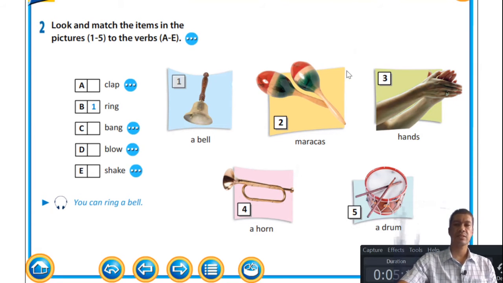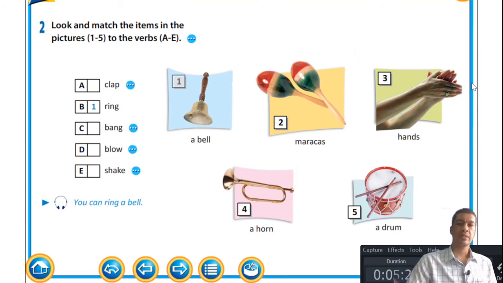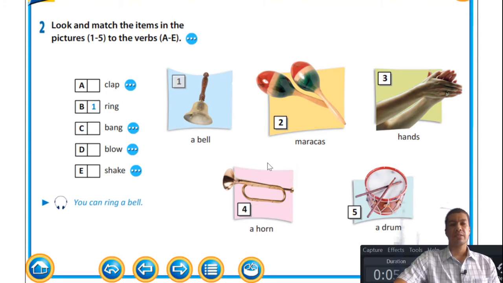Here we have hands on the next one, and this is the sound of clapping. So I've just given you the answer for one of these. Then we have a horn, and what sound does the horn make? And then we have a drum. I think all of you are familiar with the drum and the sound of a drum. So we have a bell, maracas, hands, a horn, and a drum, and all of these make different sounds. What sound can we associate clapping with? Clapping we can associate with hands, and this is already given to us.